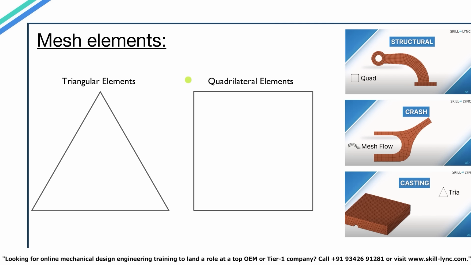In structural problems, we usually go for quad elements. For crash and non-linear analysis, we try to go for the quad elements, but some triangular elements may be necessary to capture the model properly. And for casting simulation, triangular elements are preferred over quads.